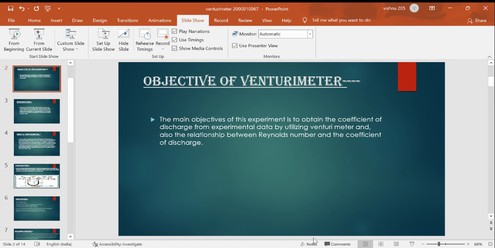It is a measuring device, also considered as a venturimeter, that is usually used to measure the flow of a fluid in the pipe. It is also used to increase the velocity of any type of fluid in a pipe at any particular point.